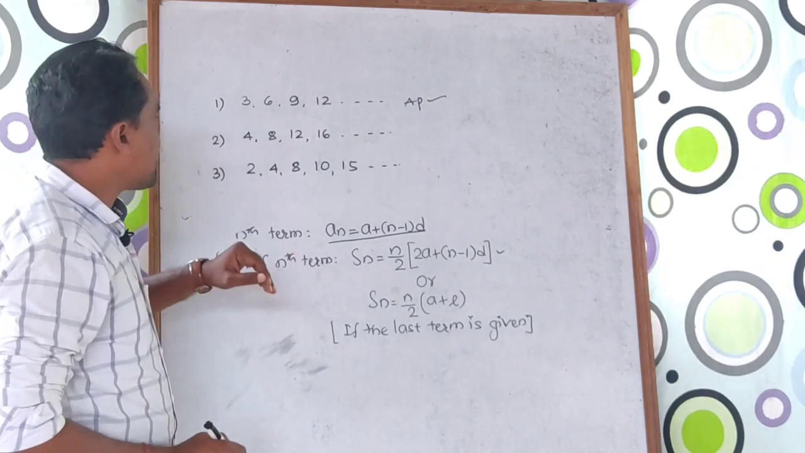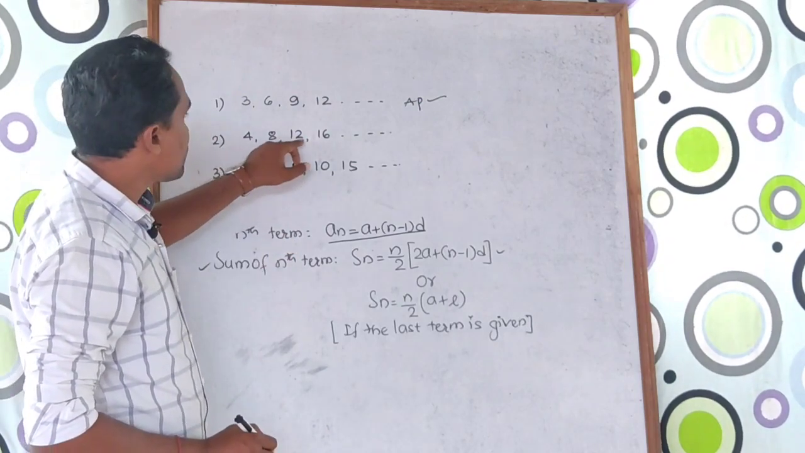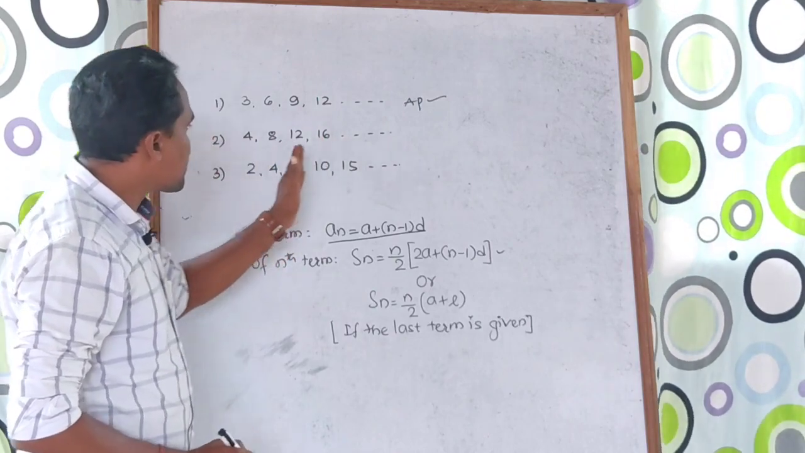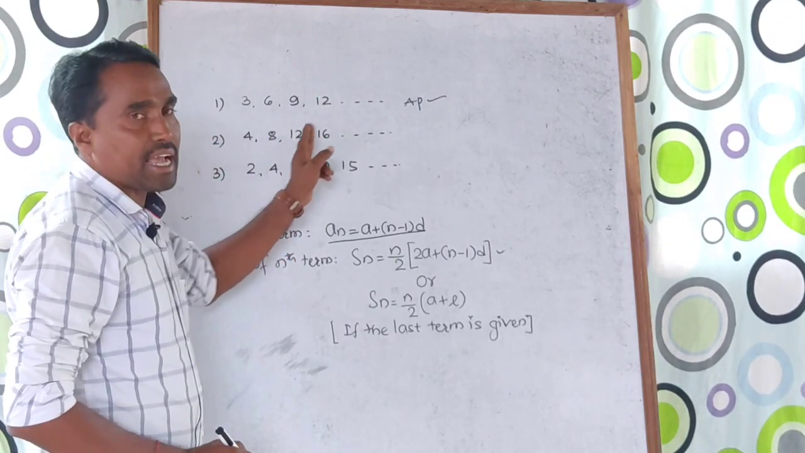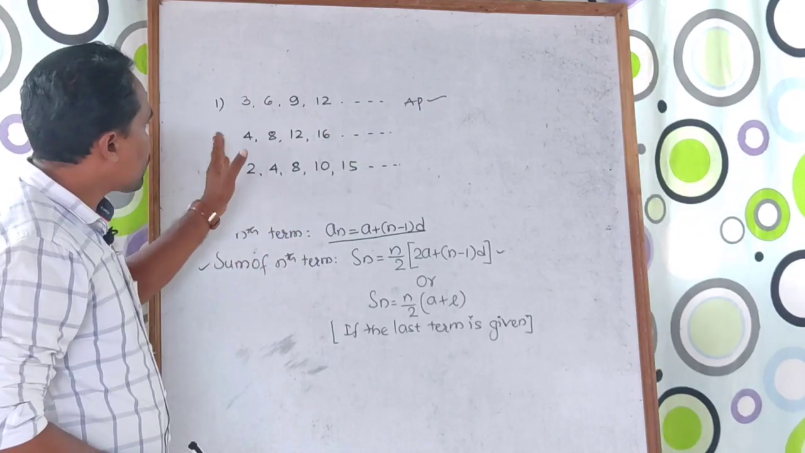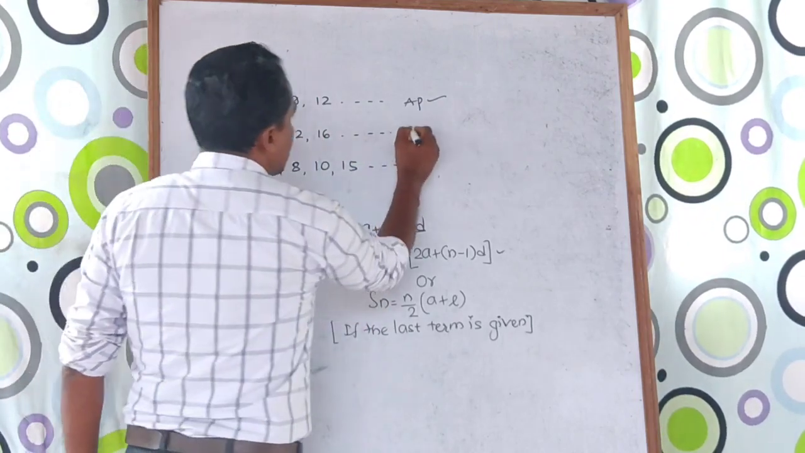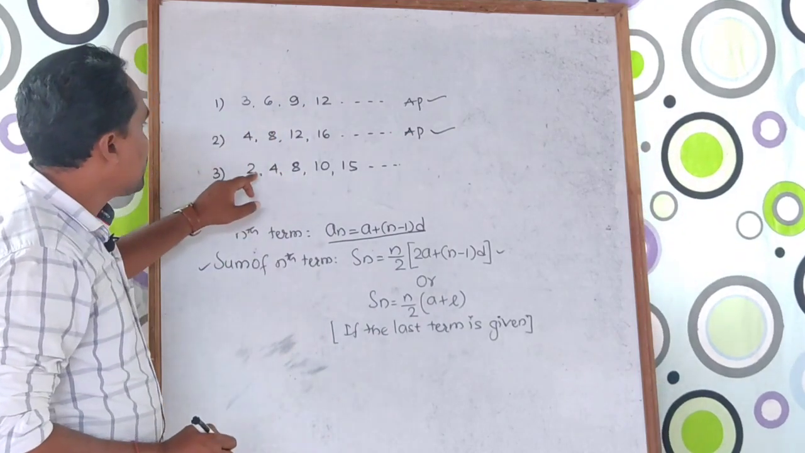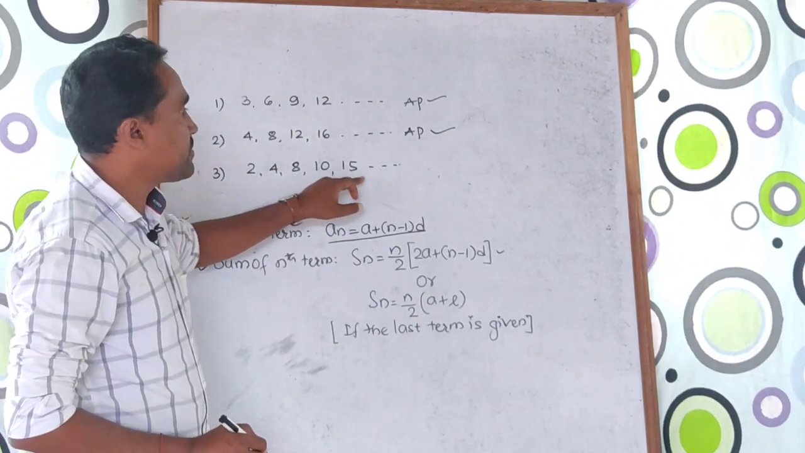Take the second example, 4, 8, 12, 16. Every time, look at the common difference here. Every time 4 has been added. That means the common difference is here 4, and this is also an AP. But the next one is the third one, 2, 4, 8, 10, 15.